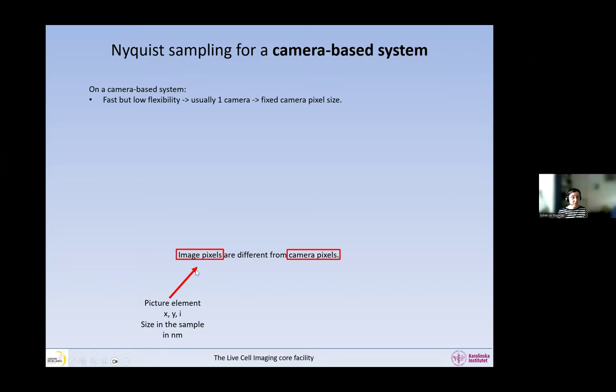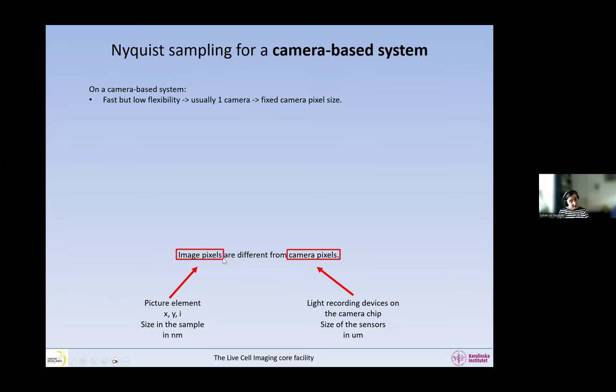The image pixels are the collection of picture elements, the bricks inside the picture, and they have an X, a Y coordinate, and an intensity. And this is the size in the sample, so the image pixel size is in nanometers. But the camera pixels are the light recording devices on the camera chip. This is a little sensor, and the camera has millions of these little sensors, and they're called camera pixels. So it's unfortunate that they have the same name, but that's the way it is.